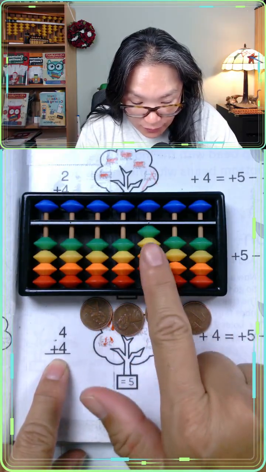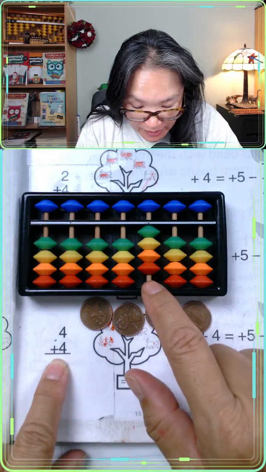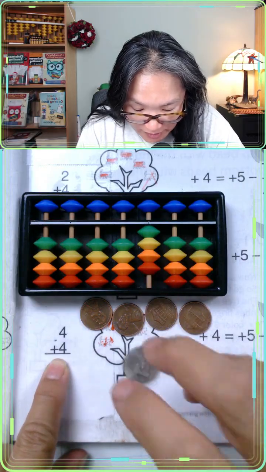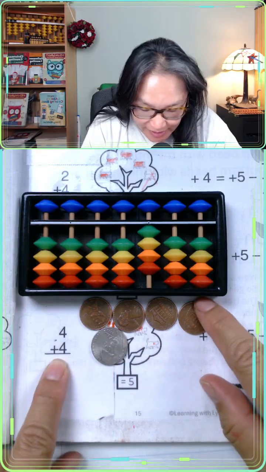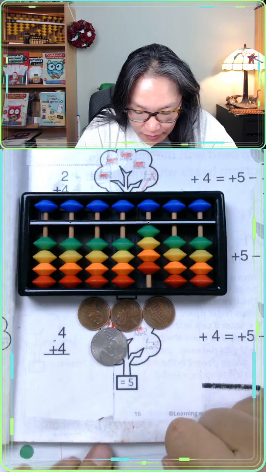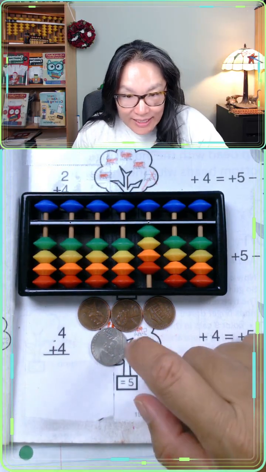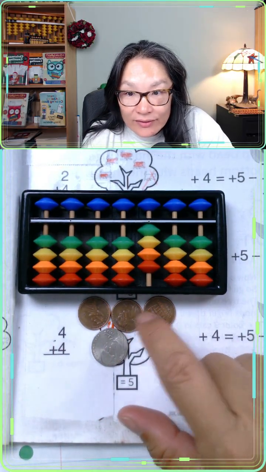We need to add the 4 to the ones column. Because we're adding the 4 to the ones column, I'm going to give you the 5, but that's too much. I need to subtract the 1. So I took away the 1. My final answer is 8. 5, 6, 7, 8.